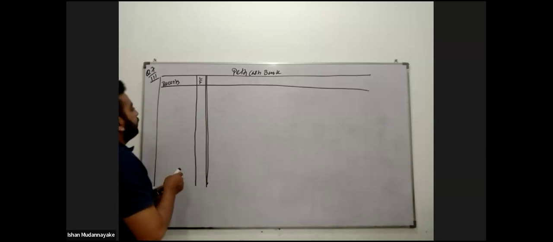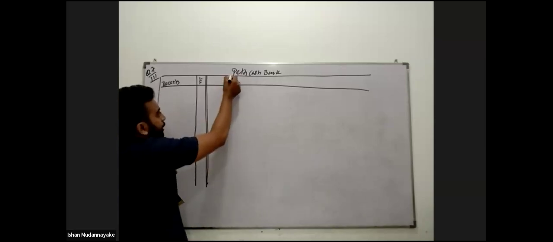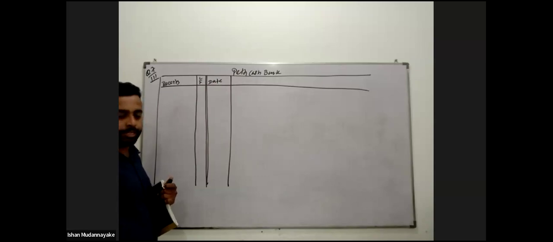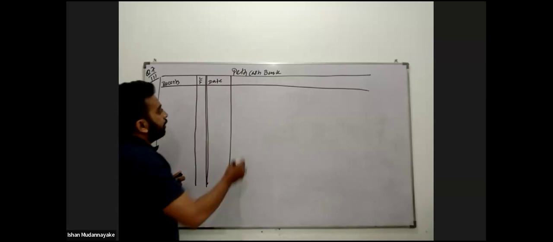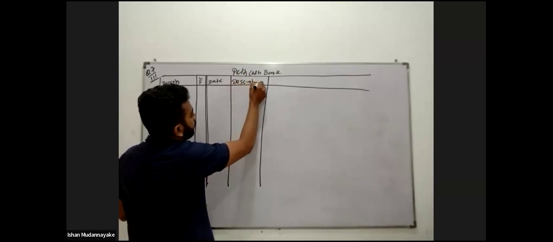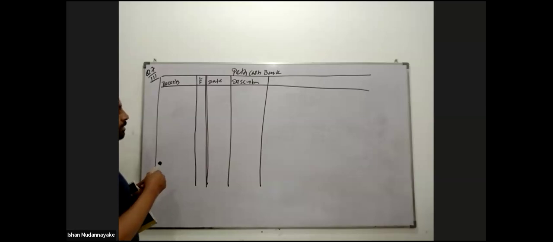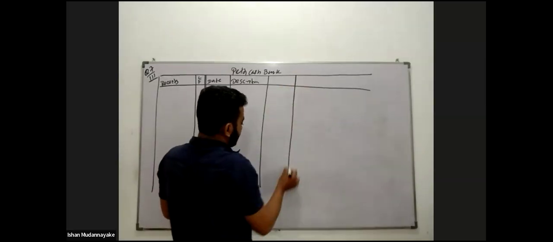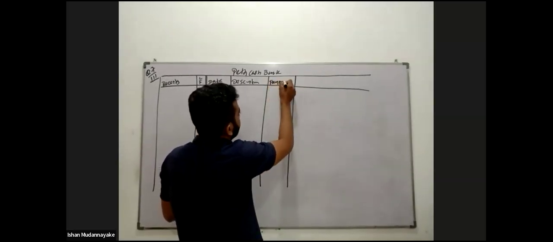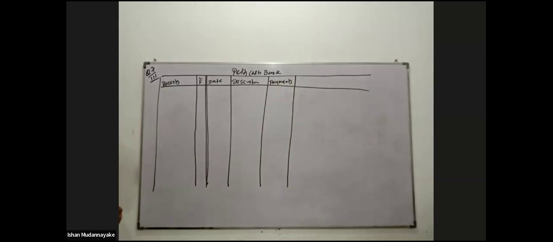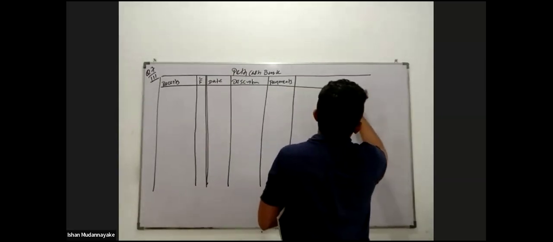And then, the date column is common to debit side and credit side. Students, the description column is also common to debit side and credit side. And then here, payments or amount.